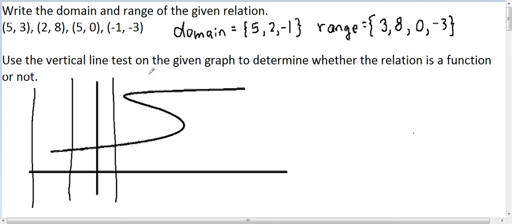But if we draw a vertical line here, we get 3 intersections. There, there, and there. So this vertical line fails the test, which means that this relation is not a function.